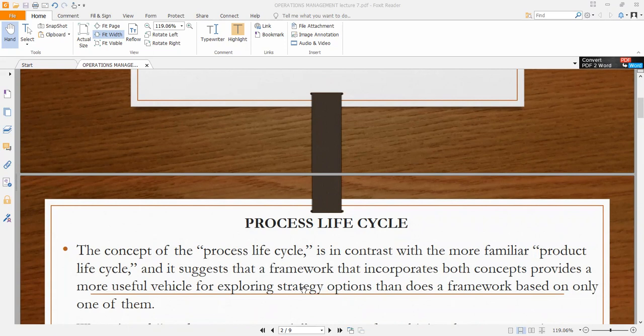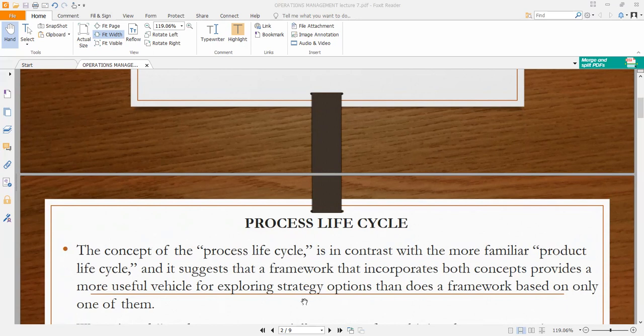Now, the concept of the process life cycle is in contrast with the more familiar product life cycle that we've been able to talk about. We've looked at the product life cycle. I remember mentioning it, and we illustrated how the product life cycle applies to a production system in any given industry or manufacturing company. It suggests that a framework that incorporates both concepts, the product life cycle and the process life cycle, provides a more useful vehicle for exploring strategy options than does a framework based on only one of them.